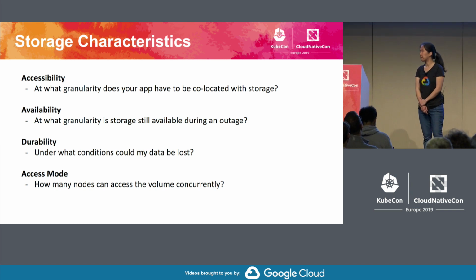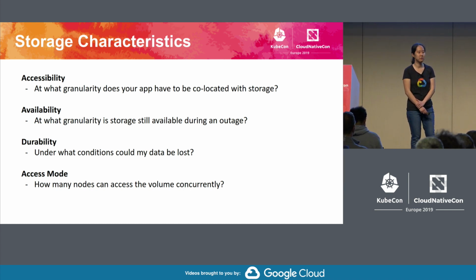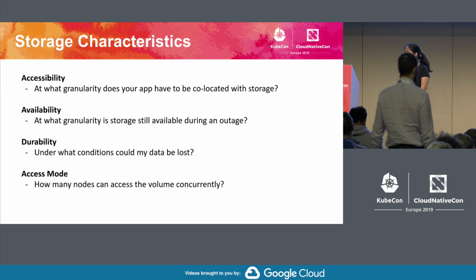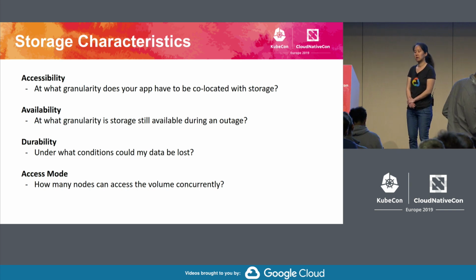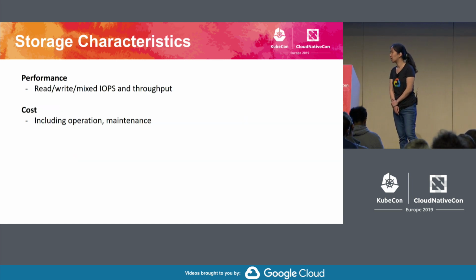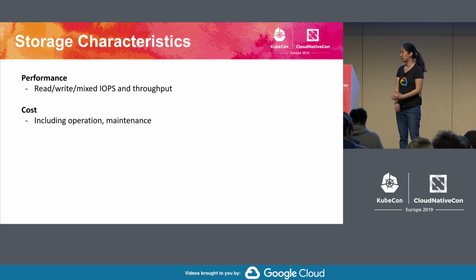Then we have durability. This is about the data replication factor underneath and how many disks can fail before you've completely lost your data. And then we have access mode. Access mode determines how many nodes can simultaneously mount the volume at the same time. And this is important because it's going to restrict how many replicas of your application you can have running concurrently. Some other important characteristics that you should always be considering with any system are performance and cost.